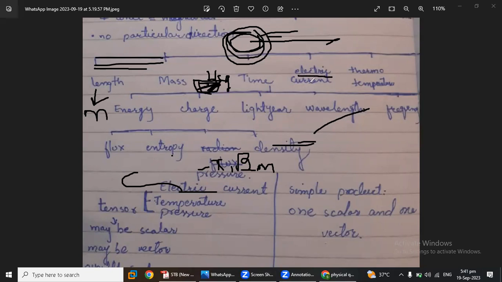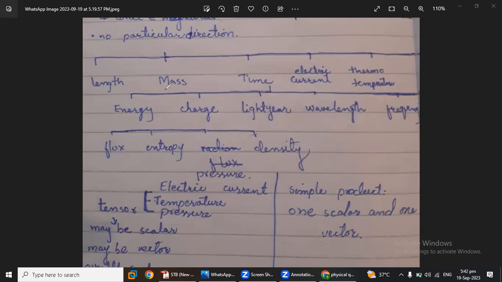Electric current, we don't take as a vector quantity, but we do take it as a tensor quantity. But here we'll be discussing it as a scalar quantity. Temperature of anything does not need to be directional, nor does the current. So that's why they are taken as scalar. Energy of a substance is never directional. The energy of a substance can be anything, but it does not need to have a direction. Likewise charge. Wavelength is also a unit of length.